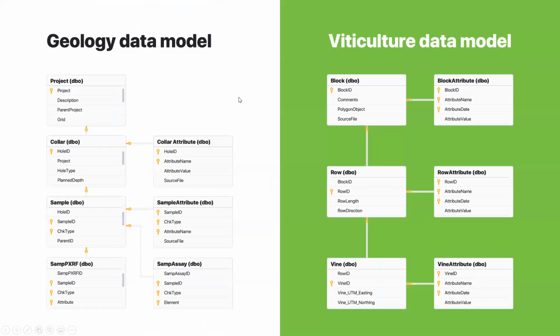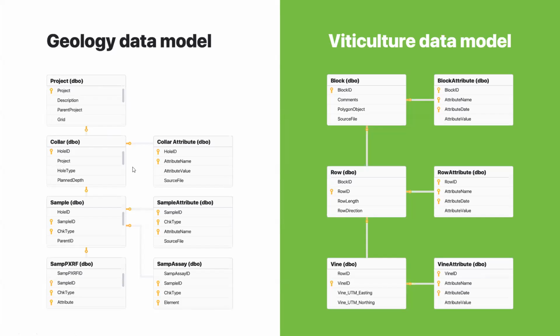There we go. So on the left here, we've got our geology data model. This is a fairly standard sort of setup. It's obviously not all of the tables, it's just a short selection. So in geology, we have projects because a company will be working on multiple different projects and prospects at the same time. We have collars. So a collar is where we start our drill hole. So a drill hole is a collar.